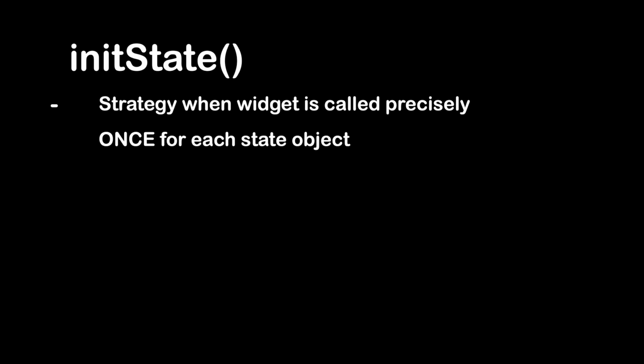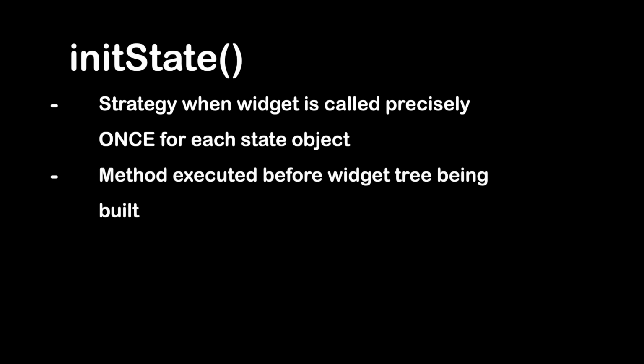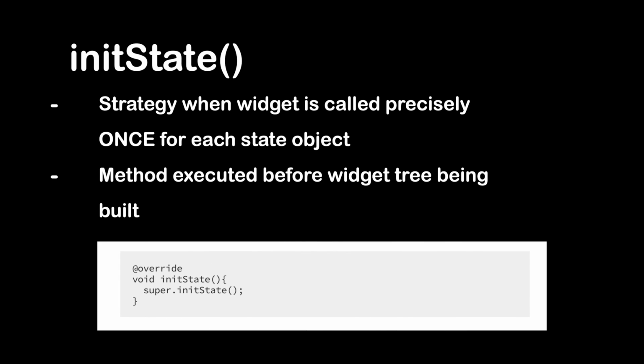Next, init state. This is the strategy that is considered when the widget is called precisely once for each state object. If we characterize or add some code in the init state method, this code will execute first even before the widgets are being built. This method needs to call super.initState method, which essentially calls the init state of the parent's widget, which is the stateful widget. Here you can initialize your variables, objects, streams, animation controller, and so on.